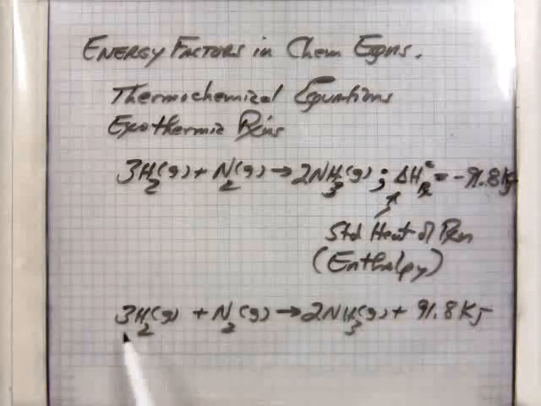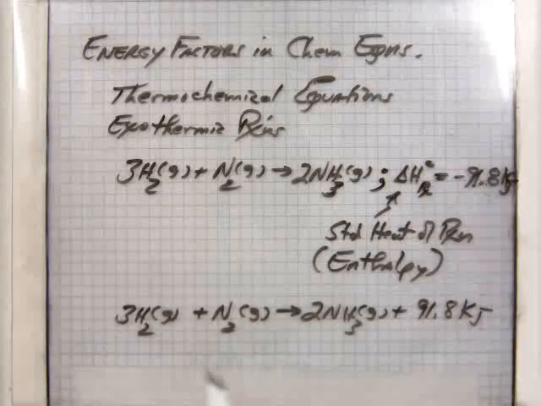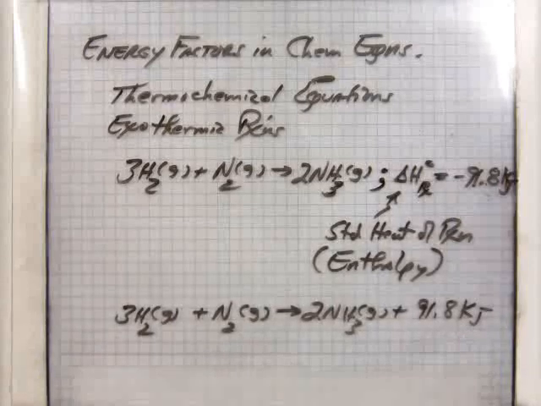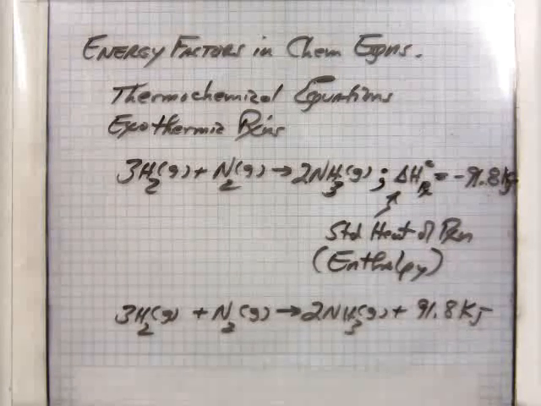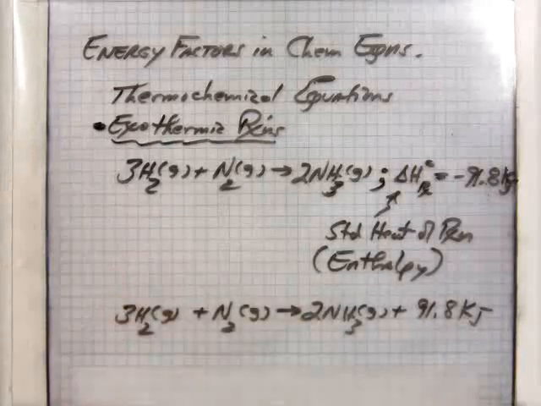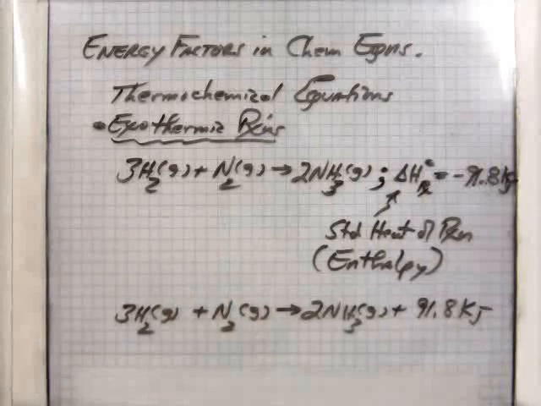And what it means is that if you react 3 moles of hydrogen and 1 mole of nitrogen to produce 2 moles of ammonia, you will obtain 91.8 kilojoules, essentially, from the standard equation as written like that. So that's a short notation on how to write and illustrate exothermic. Now, endothermic reactions.